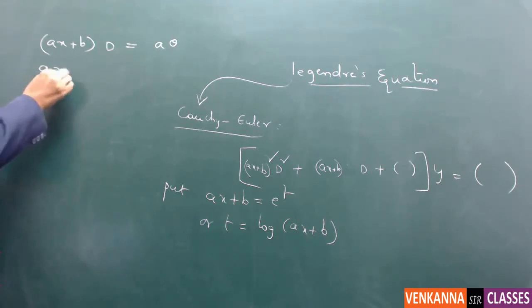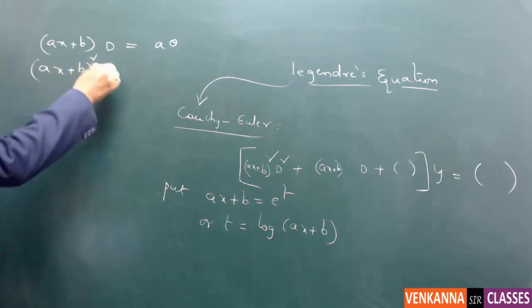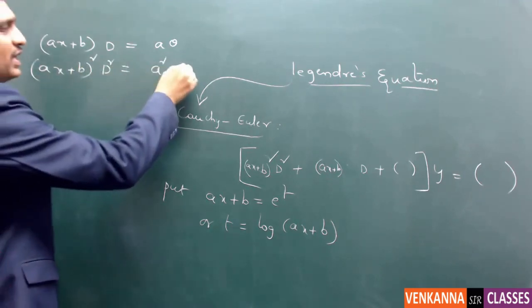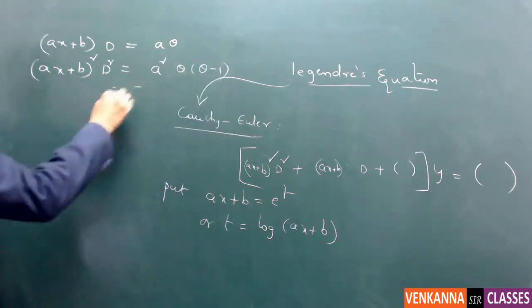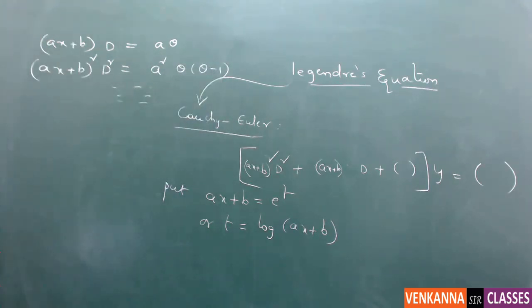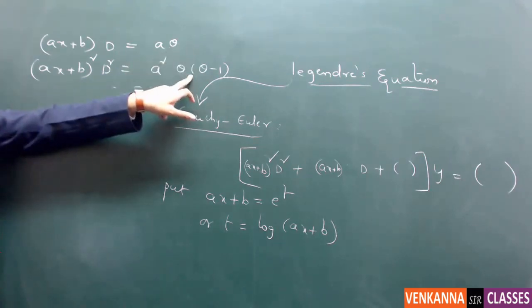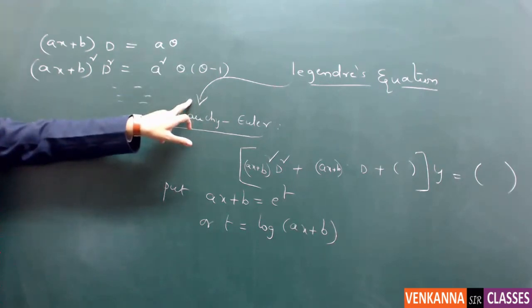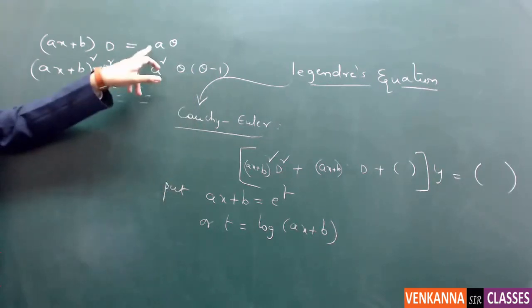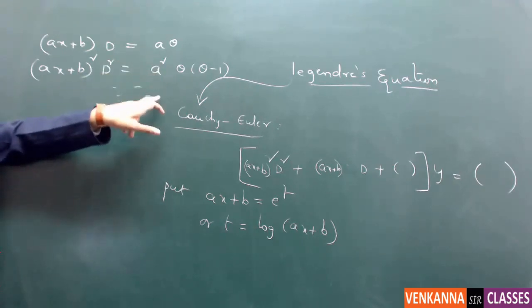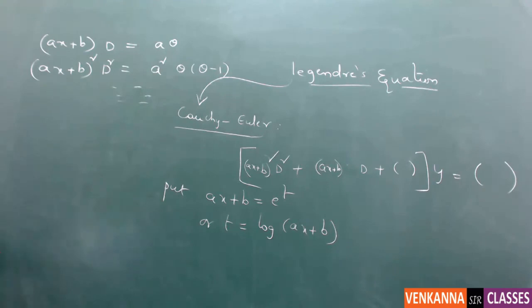So, (ax plus b) whole square into d square is equal to a square into theta into (theta minus 1), like that. The same Cauchy-Euler values will come, theta into (theta minus 1), theta into (theta minus 1) into (theta minus 2), and so on. The only thing is, you have a coefficient here, a square, a cube, a power 4, and so on. Remaining procedure is as usual, as we solved earlier. Nothing is changed. Okay? I will post the derivative part, how it comes, in the Telegram, you can check at the free time.